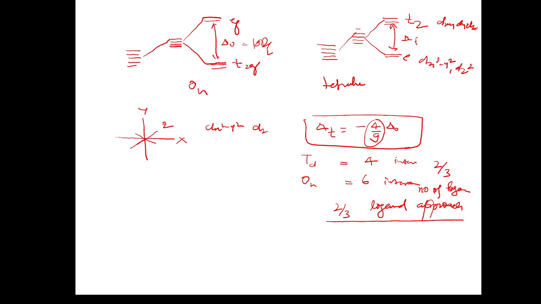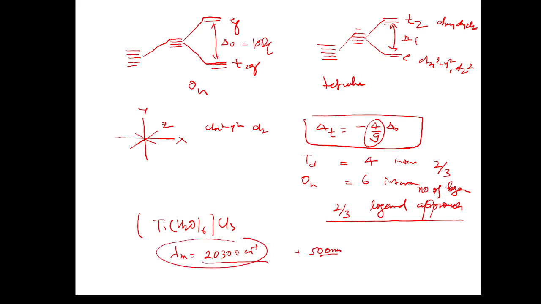Previously, how do we calculate 10 Dq? Professor has already told you about Ti(H2O)6 Cl3. In UV-visible, the lambda max is 20,300 centimeter inverse, which corresponds to 500 nanometer. So from lambda max we can calculate the wave number, and that wave number we can calculate in kilocalorie, and finally we can calculate in kilojoule.